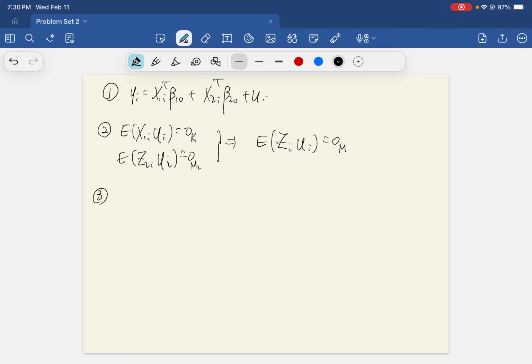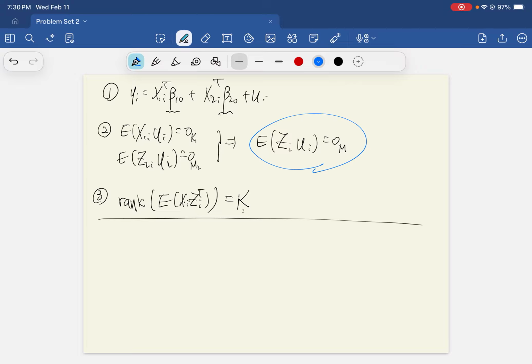And finally, the full rank assumption means the rank of expectation of x z transpose is k, where k is the number of unknown parameters, right? We are looking to identify k parameters, so the rank should be k. Then given these assumptions, the moment conditions follow from this, pretty obvious, right? The reason we cannot use this as a moment condition directly is because u is unobserved.